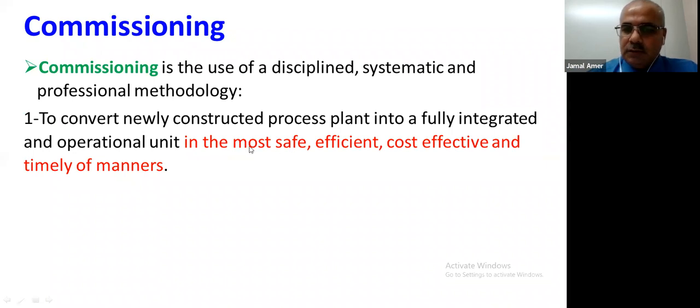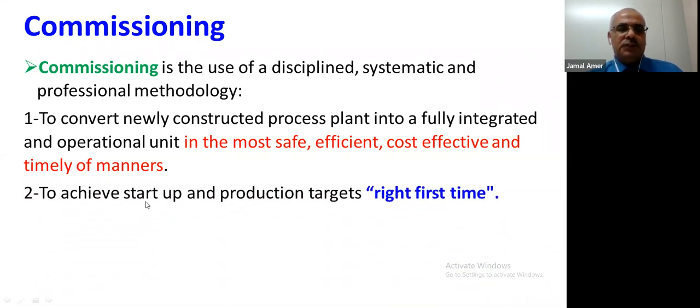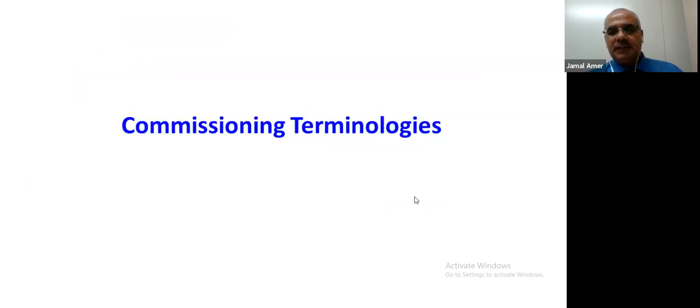First off, safe. Our commissioning should be safe. We don't create any incident to people, to equipment, or to the environment. Efficient: it should be done in the correct way, as the plant is designed to be operated as per design at full capacity, and cost effective and timely. These are the criteria we have to follow and take care of when we start commissioning our plant, to achieve startup and the production target right first time.